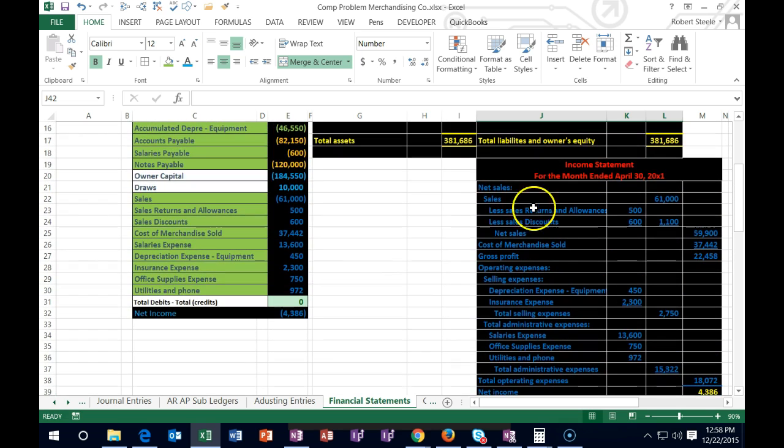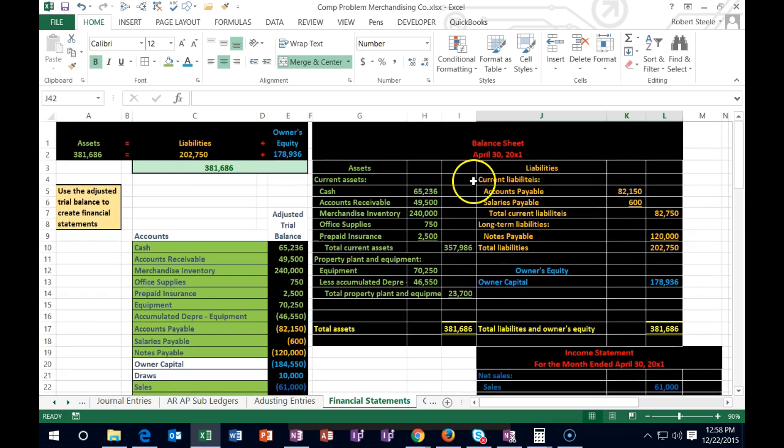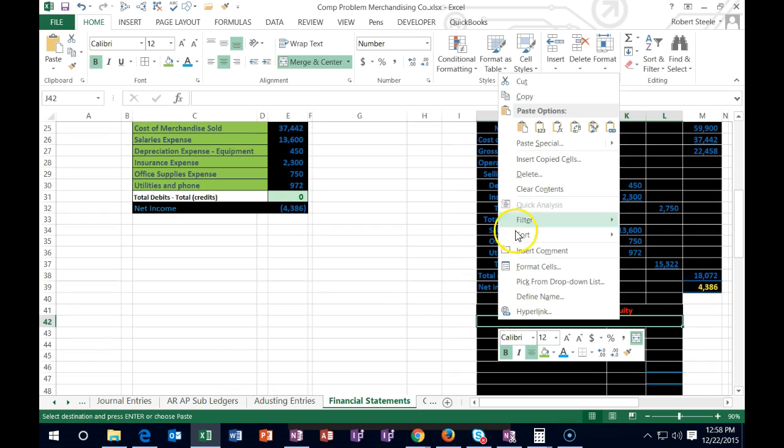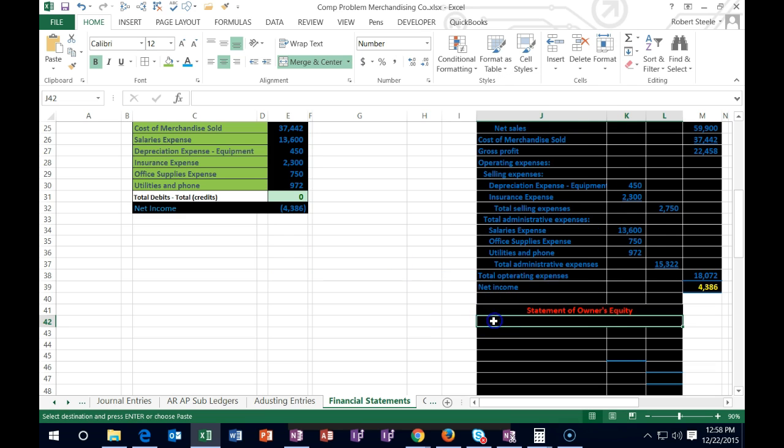Now note that for the statement of owner's equity, you're going to ask, does it look like this in terms of the date, or does it look like this? And the answer is it looks like this. Why? Because we're talking about the timing of the equity account in this case. So I'm just going to go ahead and paste that in there.